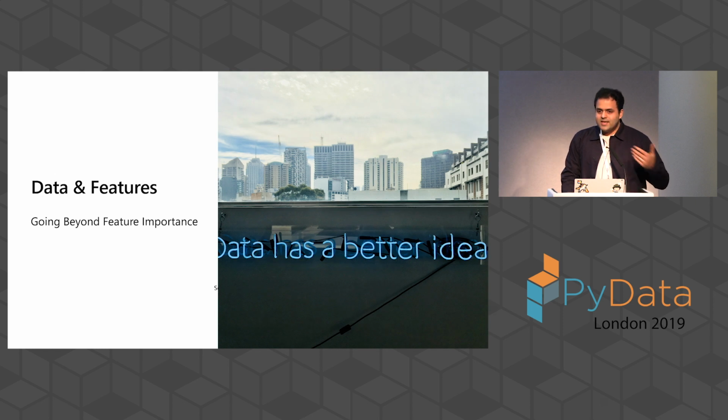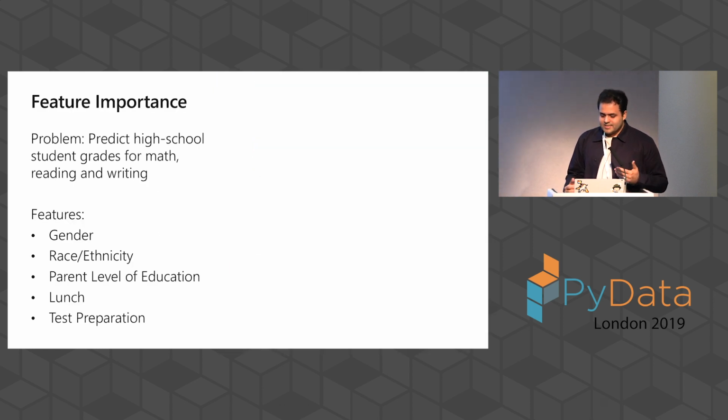So first step, let's look at the data and features. And one of the main things that we do is to look at the feature importance. And I'm going to make a case for going beyond that so that you get a much deeper understanding of models. So for feature importance, let's look at a concrete example. This is a data set that I obtained from Kaggle, and it is a data set of high school students in the US. And the task is to predict their grade in math, reading, and writing. And the features that you have are these 5 features, which are gender, race, the level of education for the parents, the type of lunch that the student eats, and the level of preparation for the test.